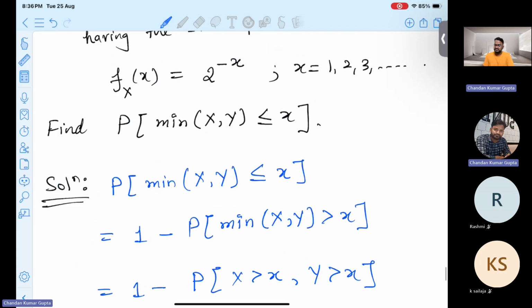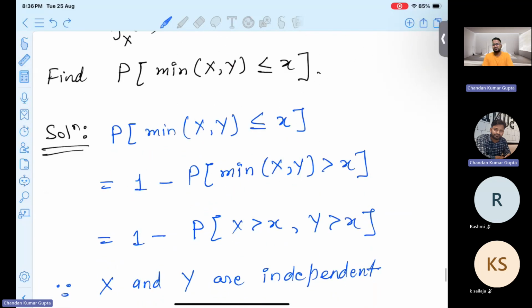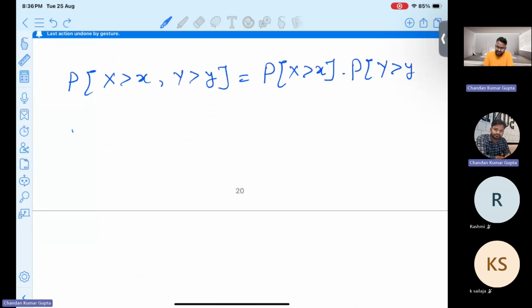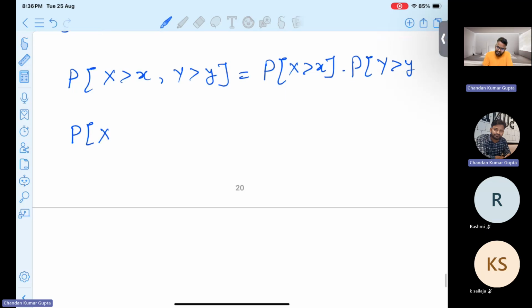And there is also one more thing. It is also given that they have the same PMF, which is 2 to the power minus x. We can write directly: the probability that X is equal to x is 2 to the power minus x, and the probability that Y is equal to x also is 2 to the power minus x, because they have the same PMF.